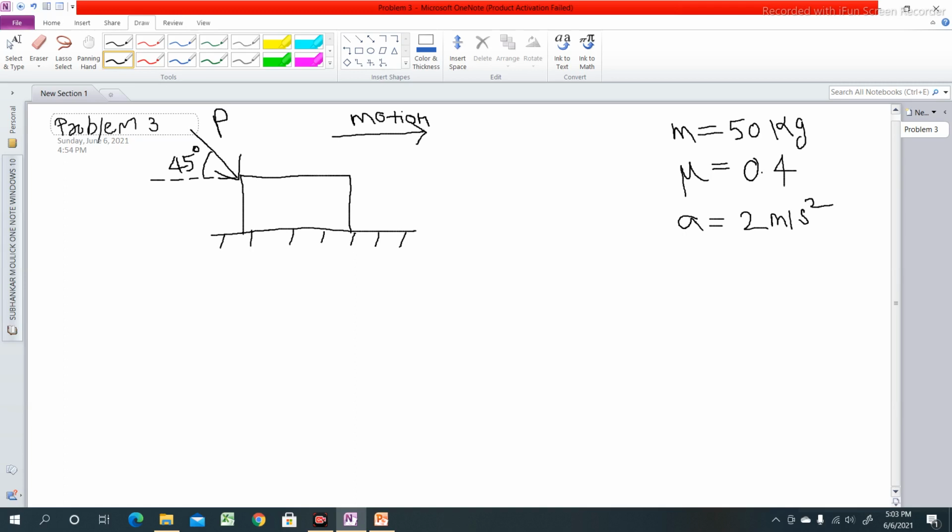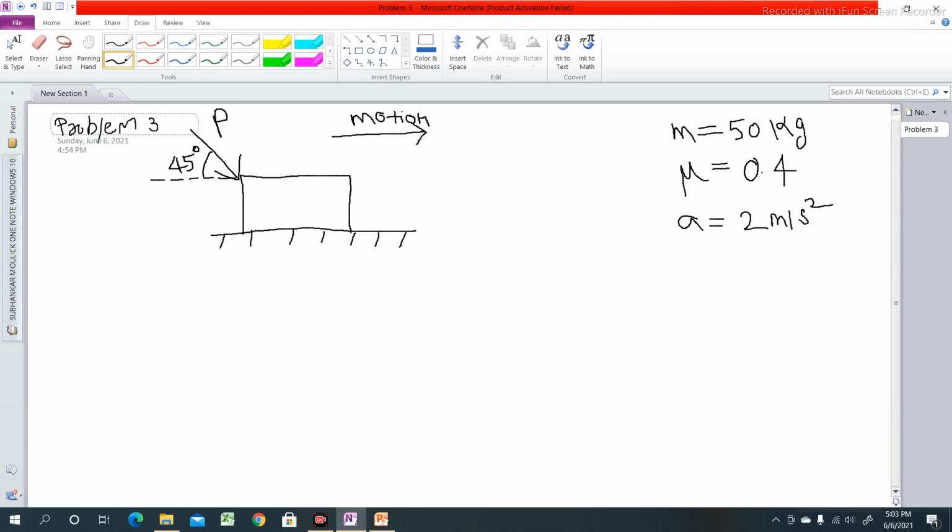So if you apply a push force P at an angle of 45 degree with respect to horizontal on this block in this manner, then only the block will move in the right direction. Clear? What we need to find out in this problem? We need to find out the magnitude of this push force P. So how to find out?